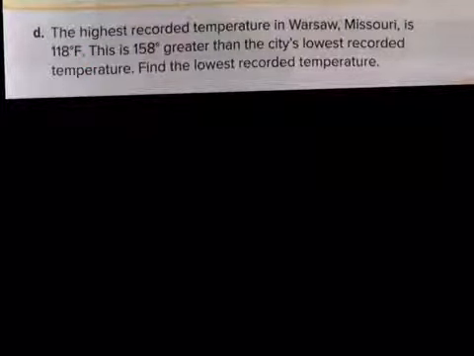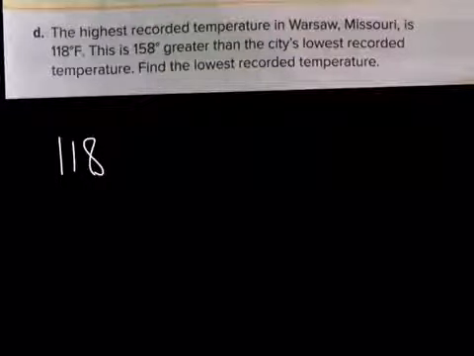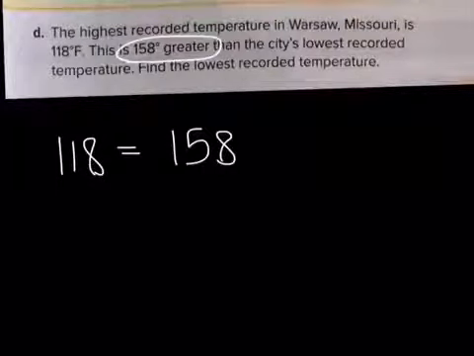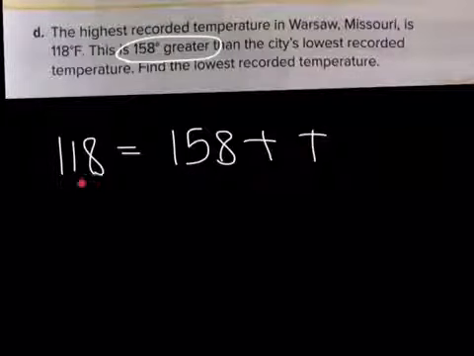Well, algebraically speaking, we're saying that we have 118. Oh, let me use white because you can see better. We have 118 degrees, and we know that 118 degrees is the highest that it's been, right? And we have 158. This is 158 greater. So plus the temperature we're looking for. So this is 158 greater than the lowest temperature we're looking for. So the lowest temperature plus that much is going to be this, the hottest. Okay, so it's 158 greater.